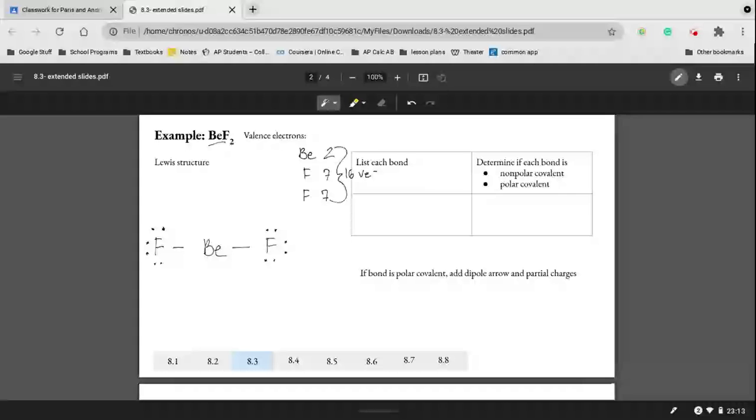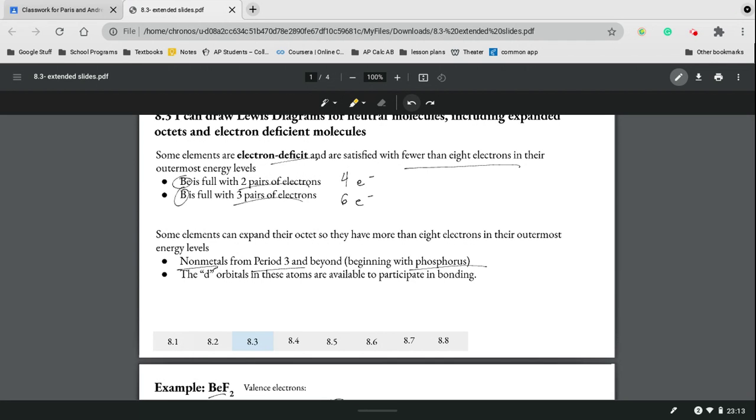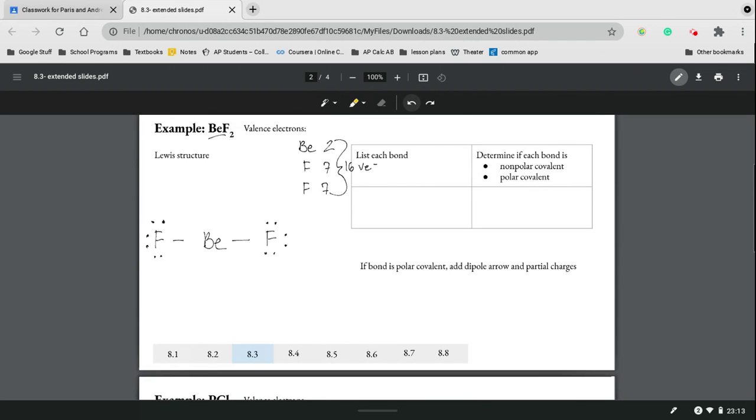But usually we would be like, hey, beryllium doesn't have a full octet, but that's okay. It has those 2 sets of electrons right there, 2 pairs. And as we saw before, beryllium is full with that. And so that is good.